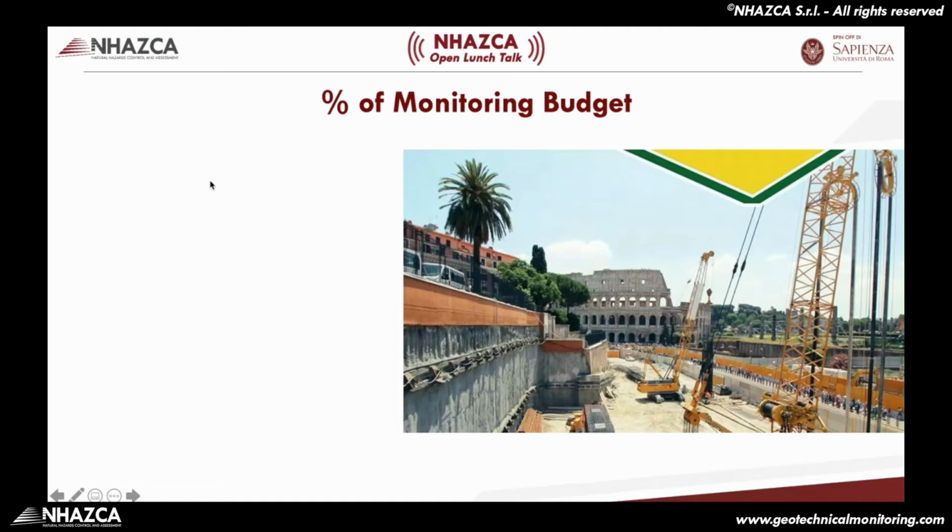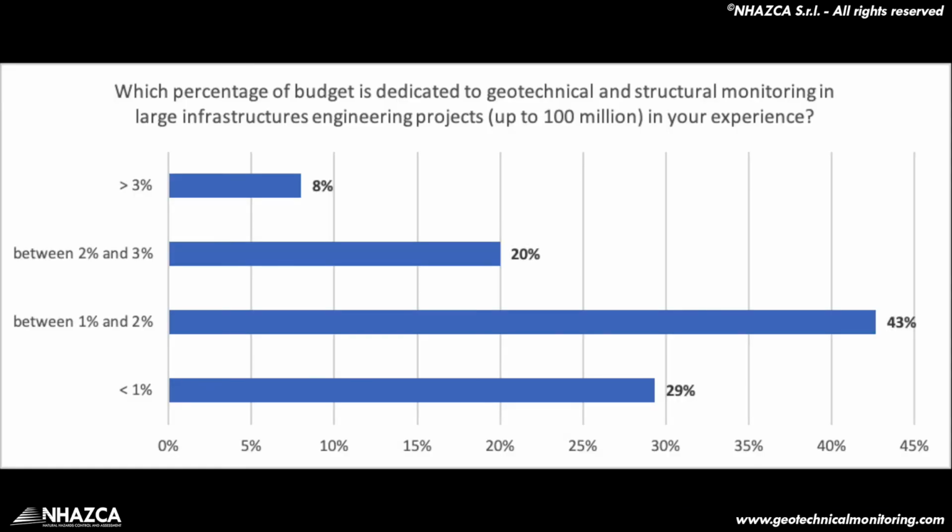You are answering. The question was, you know very well, which percentage of budget is dedicated to geotechnical and structural monitoring in large infrastructure engineering projects, which means projects up to 100 million, in your experience? Some votes are still arriving, but I can tell you that right now the numbers that we have are quite spread. Unfortunately, few of them are voting more than 3%.